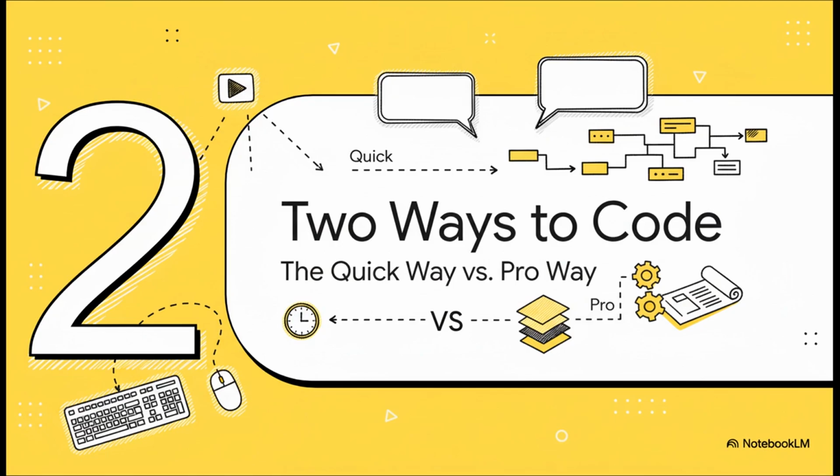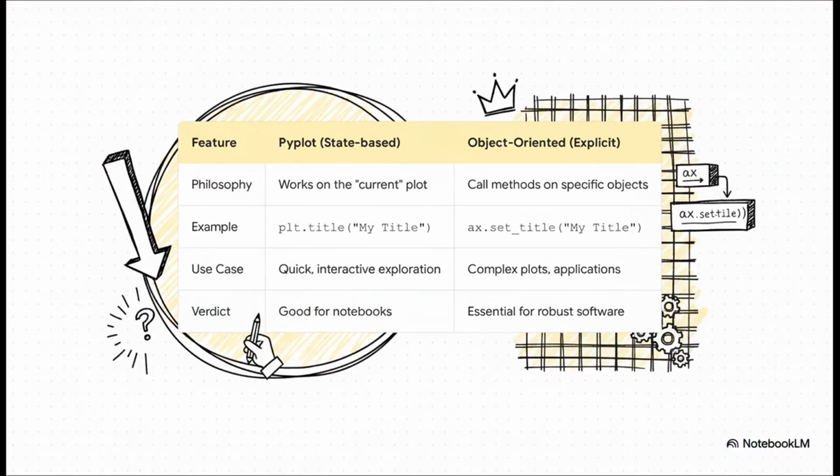to write your code. So Matplotlib basically gives you two different ways to work. On one side, you've got the Pyplot way. This is state-based, and it's what most of us learn first. You just say plt.title, and Matplotlib kind of guesses which plot you're talking about. It works for quick, simple stuff. But then on the other side, you have the object-oriented way. This is where you explicitly grab onto an axes object, we usually call it ax, and you tell it directly what to do, ax.set_title.